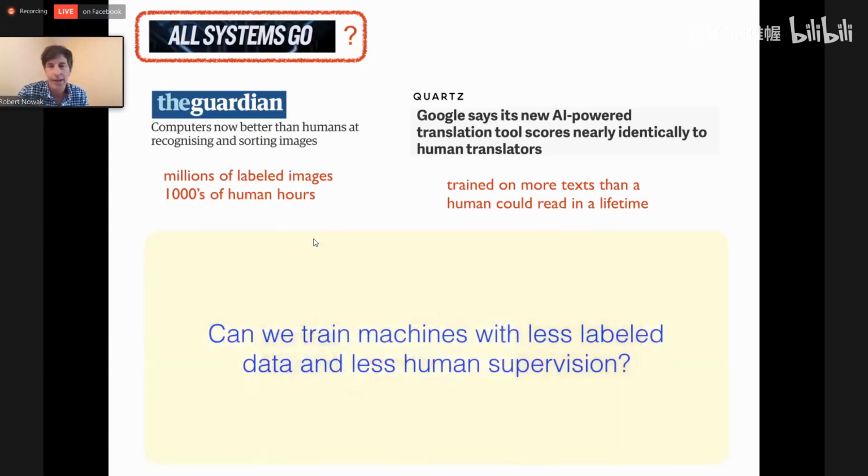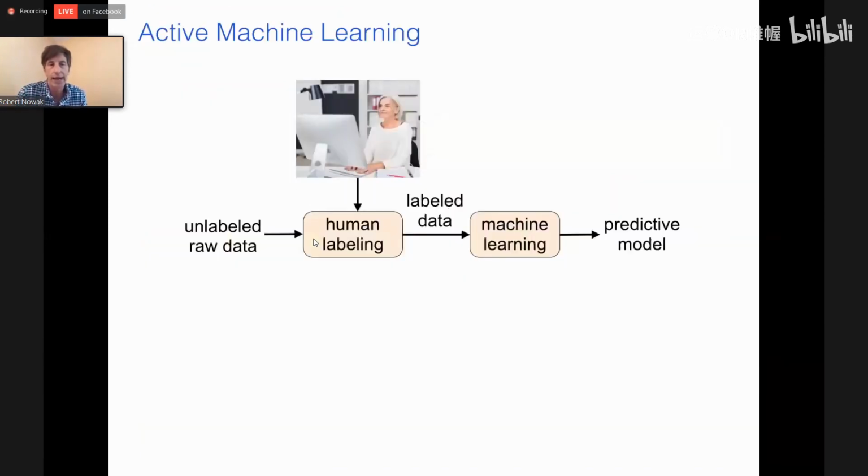All right, so this motivates the question of, can we train machines with less labeled data and less human supervision? That focus on the human labeling cost is the one that I'm really going to focus on today. So that motivates the idea of active machine learning.